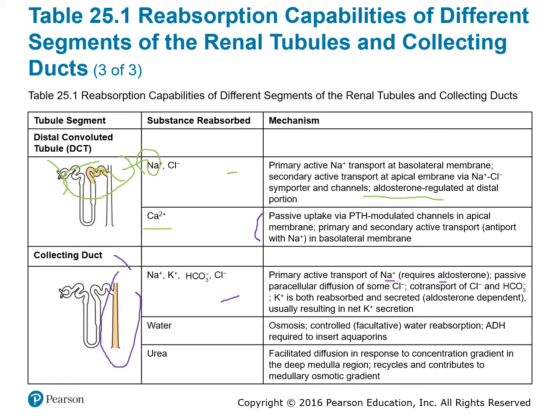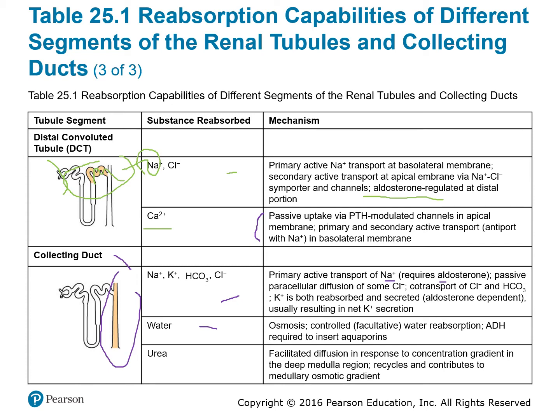Passive paracellular diffusion of some chloride. Co-transport of chloride and bicarb. Potassium is both reabsorbed and secreted, so it's aldosterone dependent, usually resulting in a net potassium secretion. Water here is going to be osmosis, of course, controlled facultative water reabsorption. So ADH is required to insert those water pores, those aquaporins: ADH aquaporin insertion.